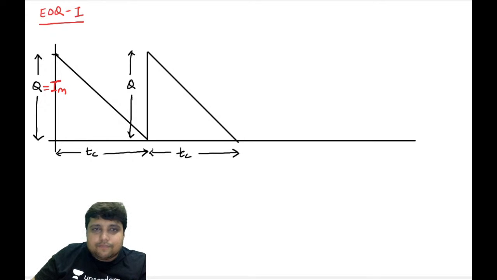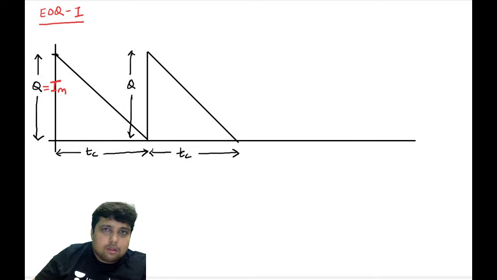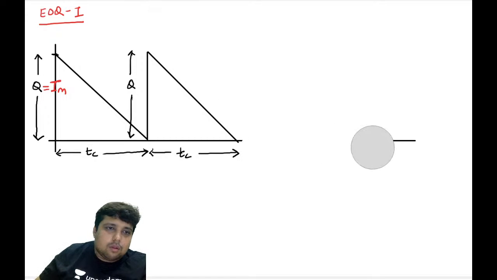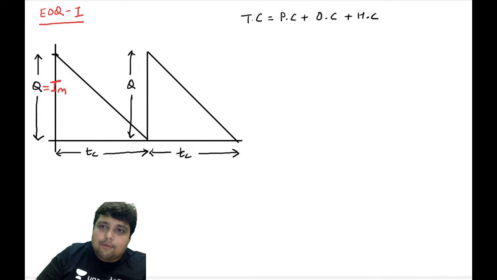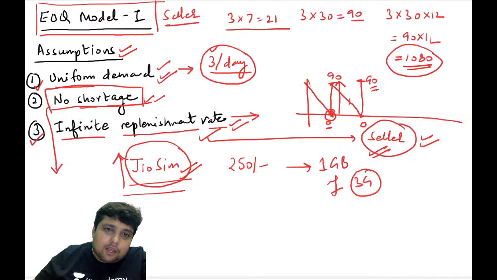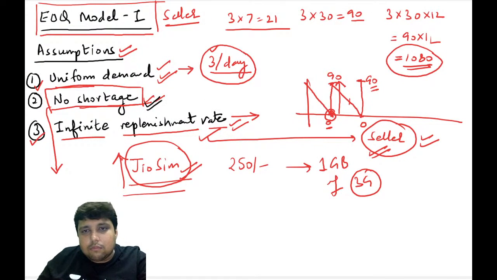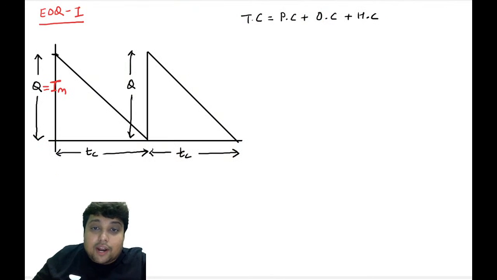Now, we all know that total cost is equal to purchase cost plus ordering cost plus holding cost. I am not considering shortage cost because remember, shortage is not allowed. Now, I am going to write these costs in terms of their respective formulas.